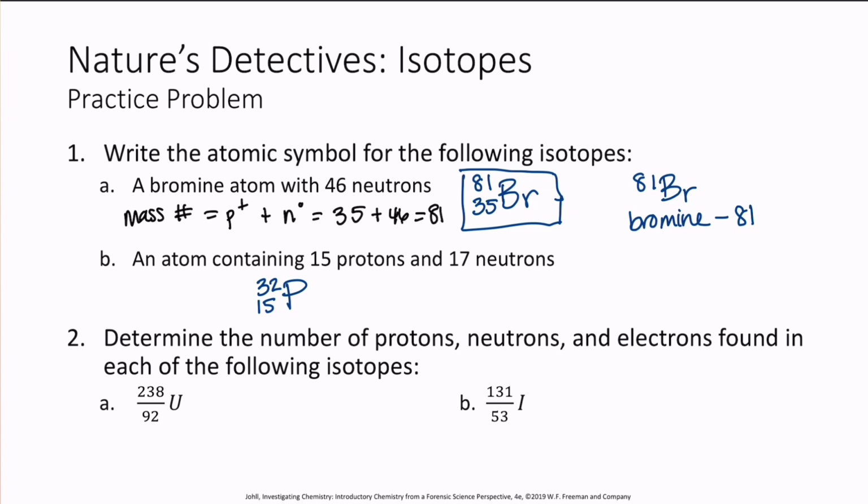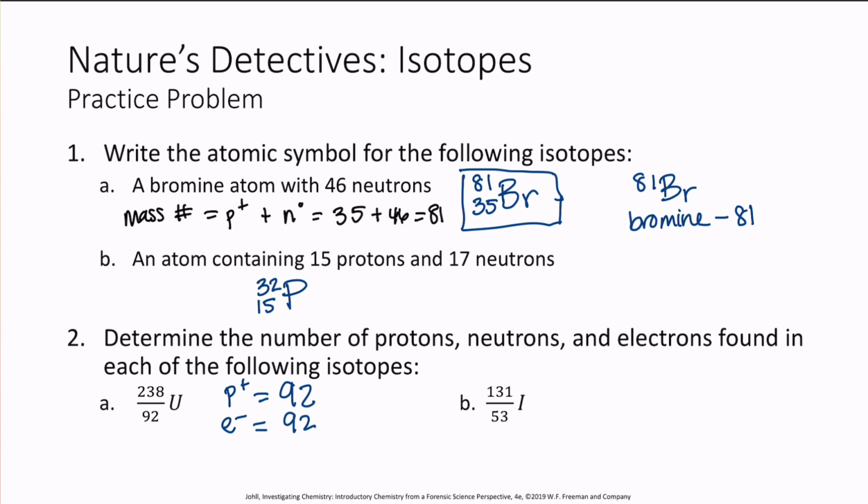All right, in this next example, we're going to determine the number of protons, neutrons, and electrons in each one of these isotopes. So the first one we're dealing with is uranium 238. Again, I can get my periodic table out, find uranium, and confirm that it has an atomic number of 92. So my number of protons is going to be equal to 92. Now, since this is charge neutral, there is no charge, then I know the number of electrons has to be equal to the number of protons. So we have 92 electrons as well.